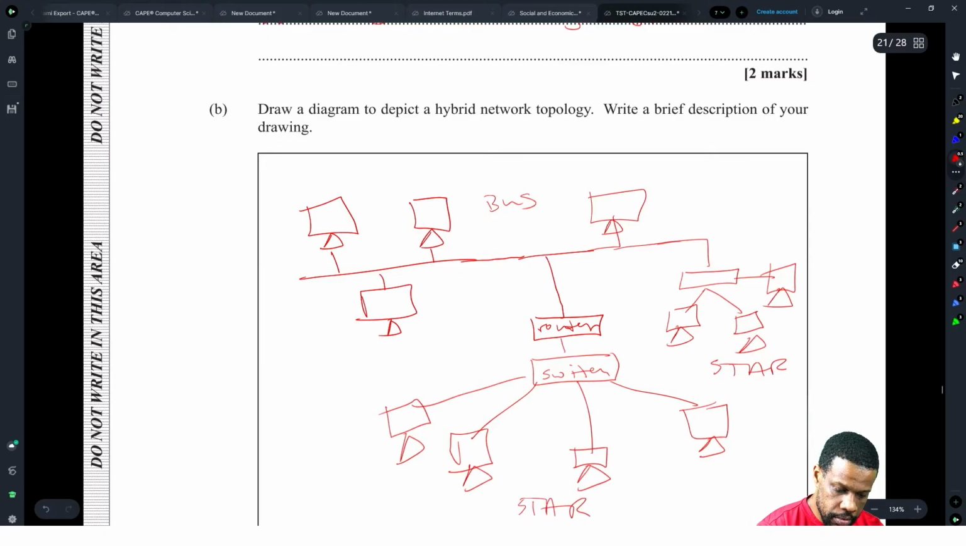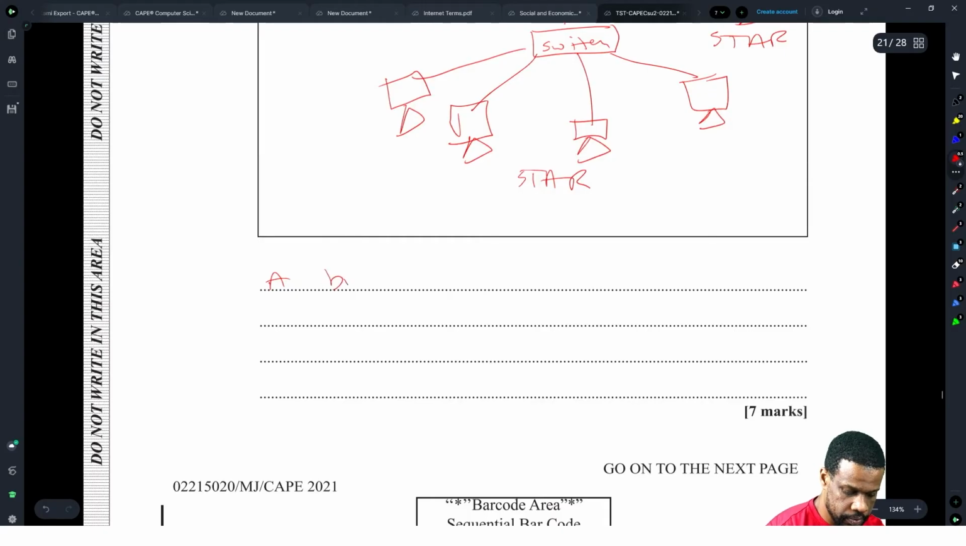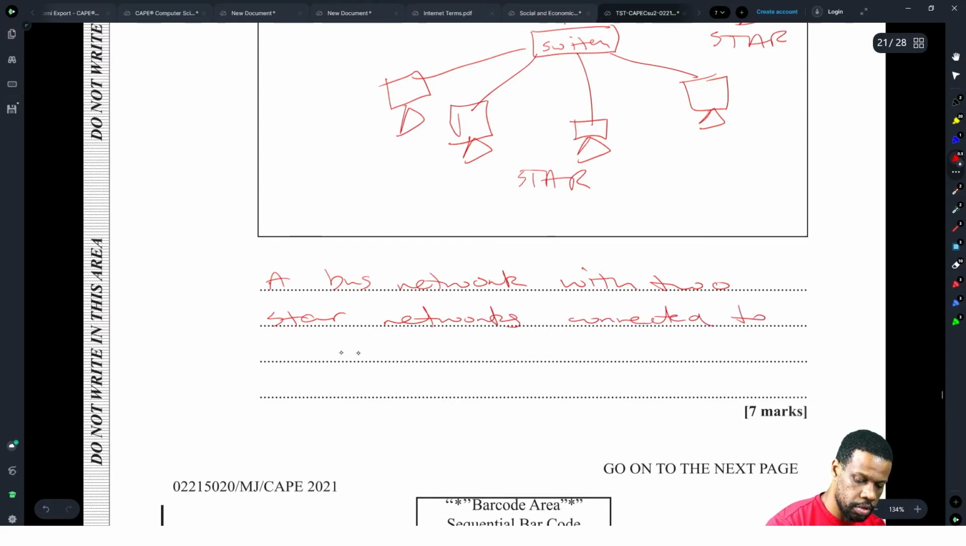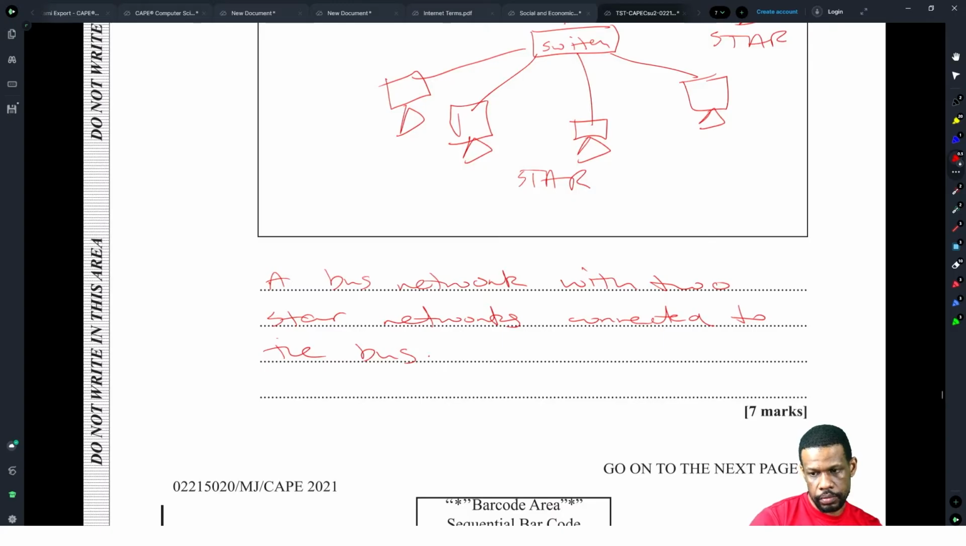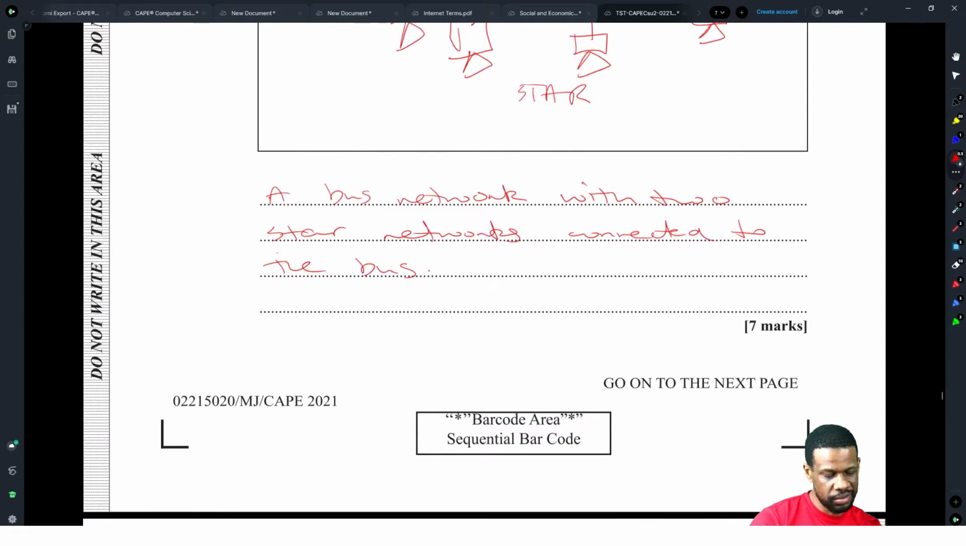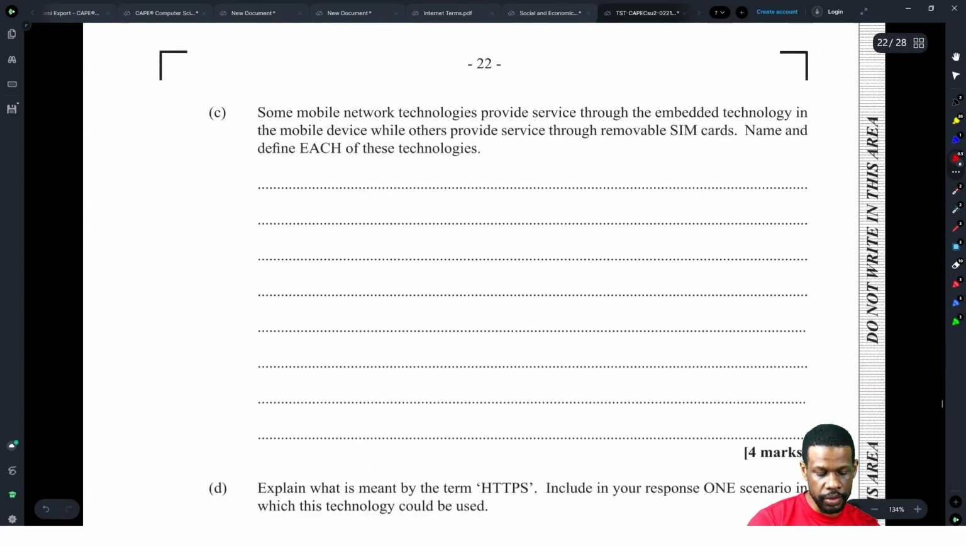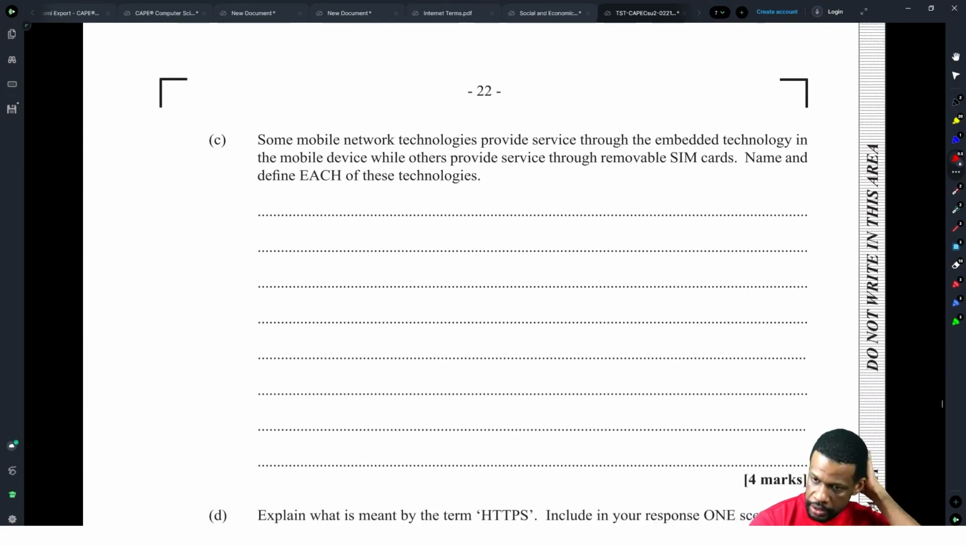Draw a diagram, write a brief description of your drawing. Right, so this is a bus network with two star networks connected to the bus. Yeah. So any two should be good. Once you do a star on a bus, you can put a ring on a bus if you want, if you feel like it.